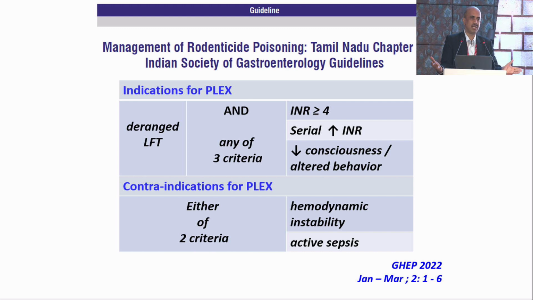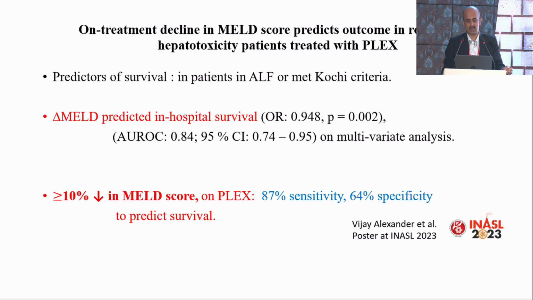This incidentally is, as of now, the world's first guidelines for the use of PLEX in any form of acute liver failure. So, though this is specifically for rodenticide, I believe this is generalizable and would apply to all patients with ALF or severe ALI, acute liver injury.